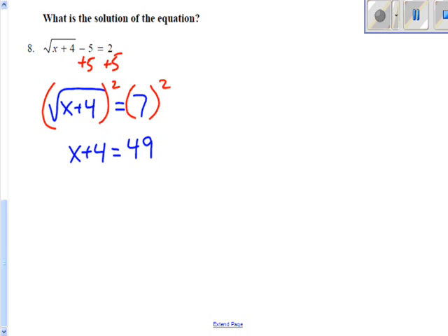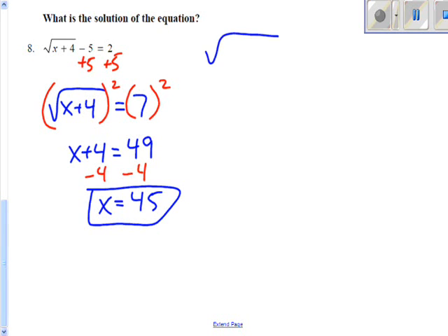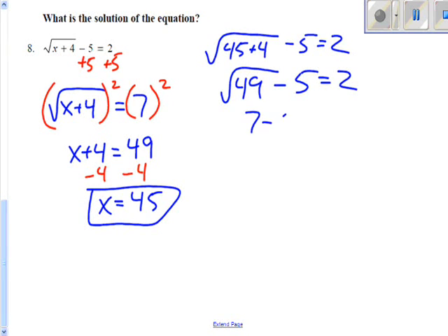And now I just have to finish solving for x. So I've got to subtract the 4 from each side, and I'll find out that x equals 45. And that's it. I can easily plug this back in and check, which I should do just to make sure, because I will get extraneous solutions on this. So if I plug that back in, 45 plus 4 minus 5 equals 2. So that's 49, and the square root of that is 7, minus 5 does equal 2. So now I know for sure that it works. You can get extraneous solutions, but the 45 does work.